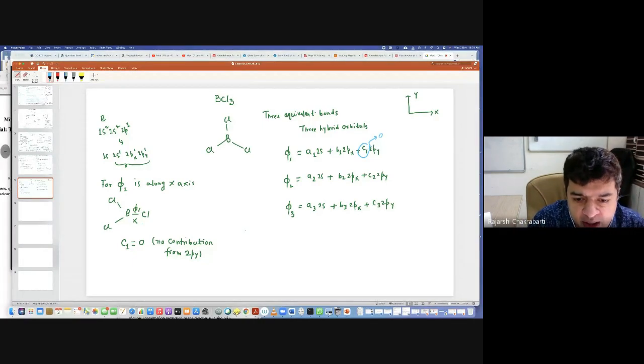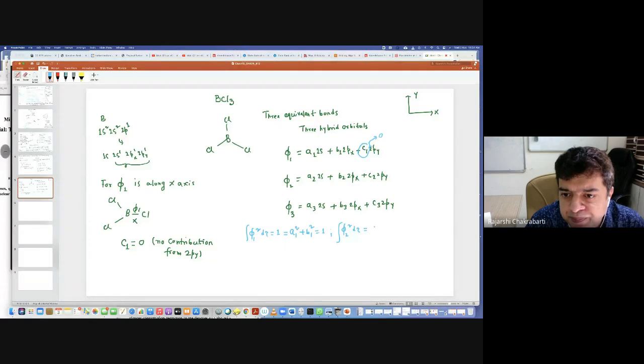The next thing I'm going to do: phi 1 square d tau. What is the answer? 1, which basically means a1 square plus b1 square equal to 1. Is it fine to all of you? Similarly, phi 2 square d tau is also normalized. This will give me a2 square plus b2 square plus c2 square equal to 1.